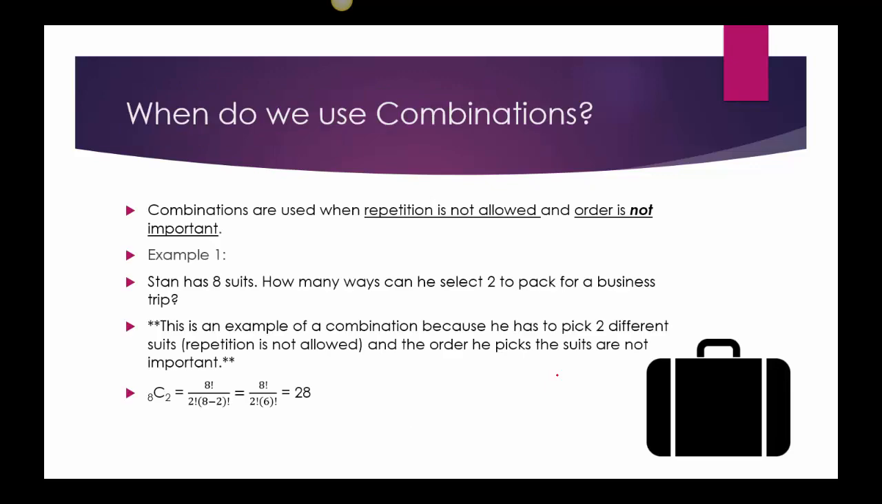All right, so when do we use combinations? Combinations are used when repetition is not allowed and order is not important. So let's say this, Stan has 8 suits. How many ways can he select 2 to pack for a business trip? So this is an example of a combination because he has to pack 2 different suits, so he can't repeat it. He can't put the same suit in twice, and it doesn't matter which order he puts the suit in. They're both going in the suitcase. So from the 8 suits he has, he selects 2 of them, and that says there are 28 ways to pack.